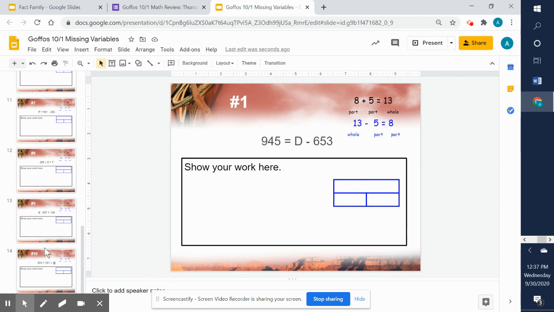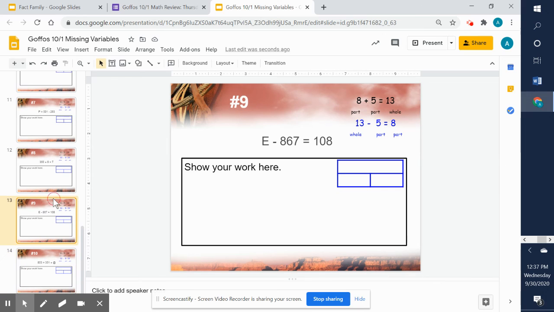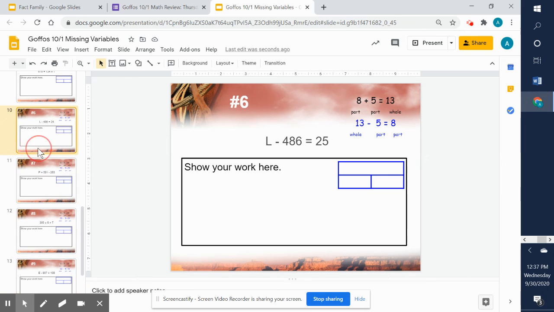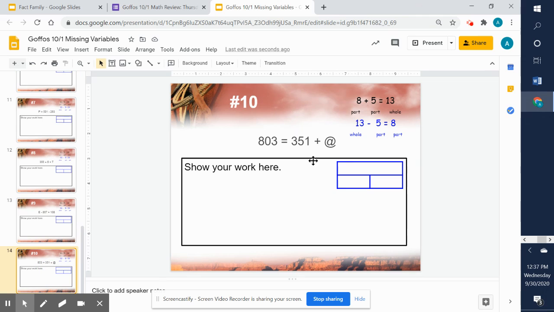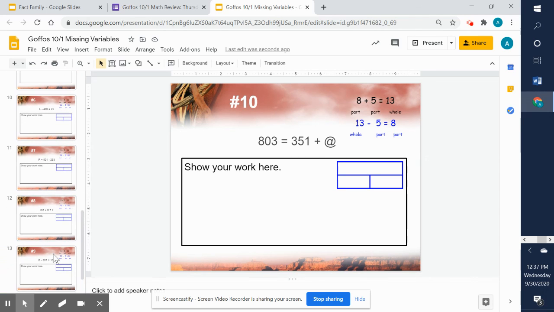So you do only have 10 problems today. Remember, I put letters in there instead of blank spots. This last one is just an @ sign because you never know what tests are going to throw at you. It could be a slash sign, it could be a dollar sign, it could be a percent sign. So that just means, again, a missing number.